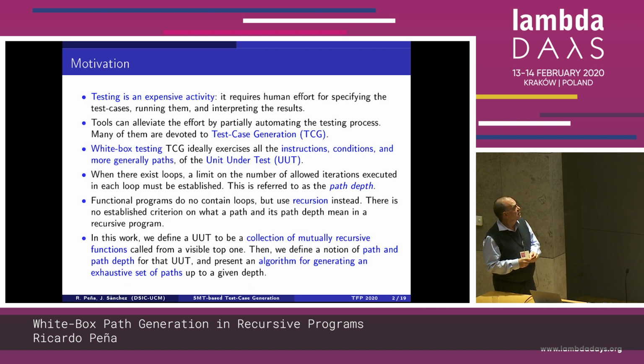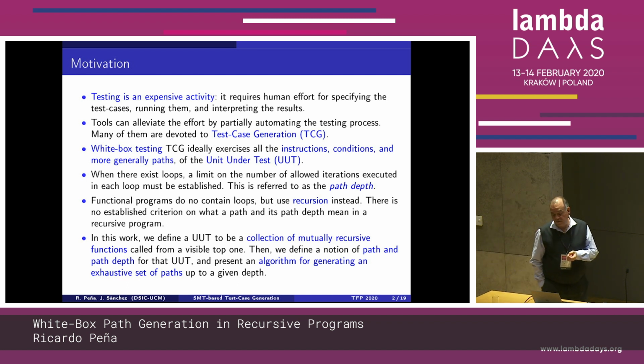And in this work, we define a unit under test to be a collection of mutually recursive functions called from a visible top one. And we propose a definition of path and a path length for that kind of testing unit, and present an algorithm for generating an exhaustive set of paths up to a given depth.